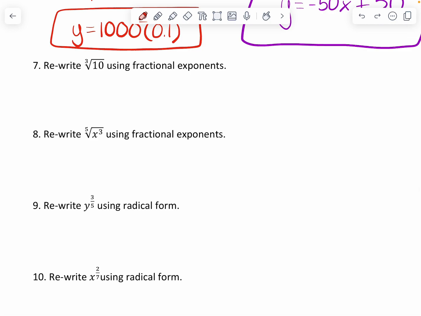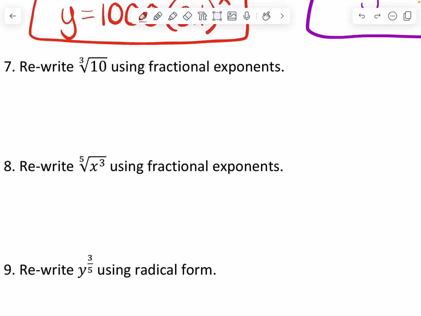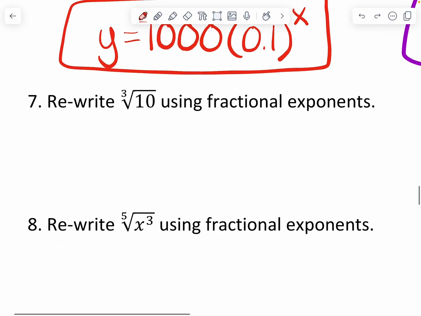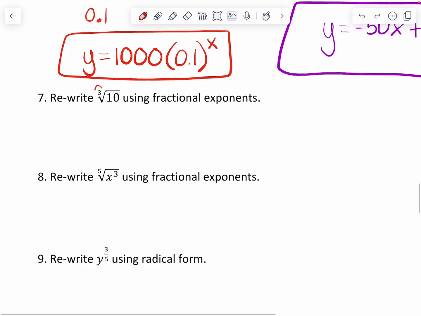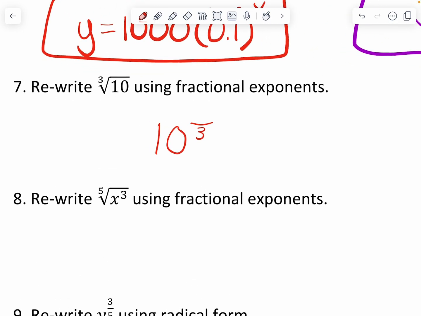Rewriting radicals and fractional exponents, just changing forms, it's actually pretty easy. If I am trying to change this radical into a fractional exponent, this part is called the index of the radical. The index of the radical becomes the denominator of the fractional exponent. And whatever this number is being raised to becomes the numerator of that fractional exponent. I don't see an exponent here, so it must be being raised to the first power.